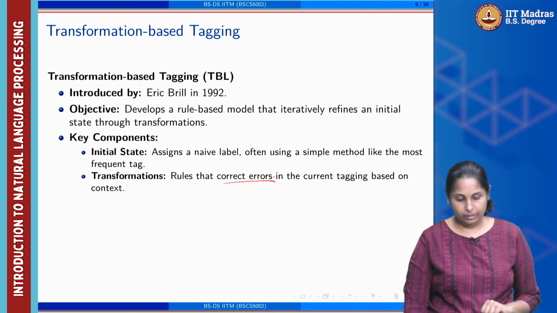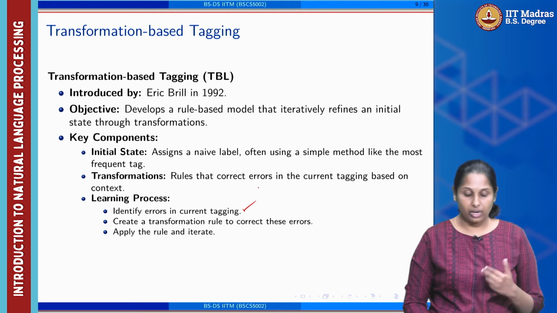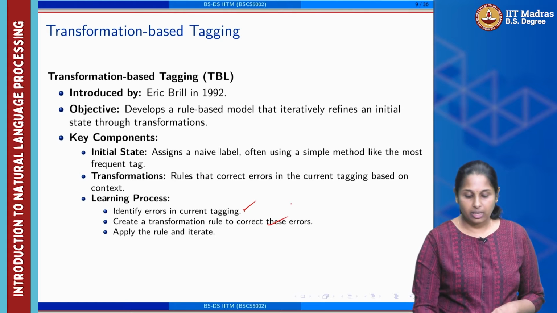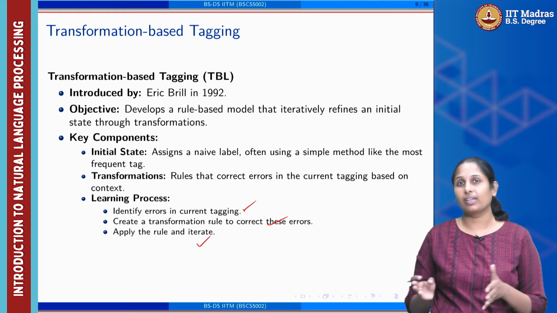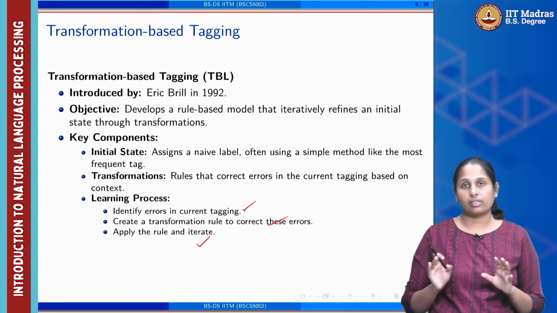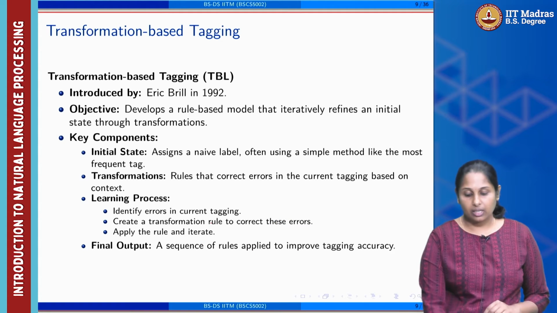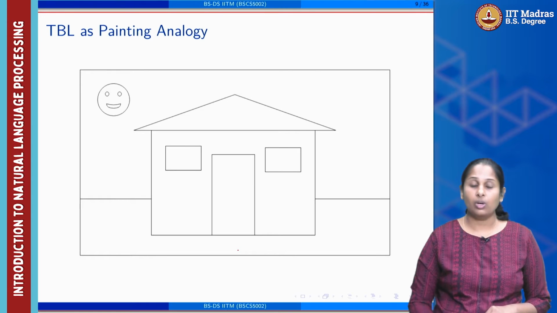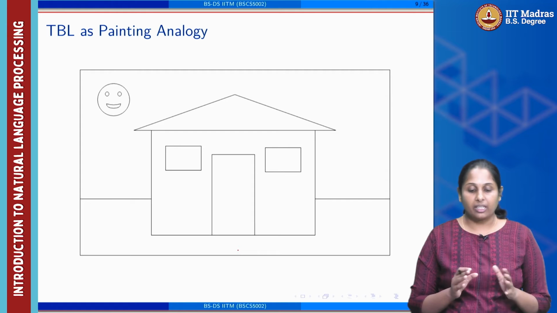according to the context. Here, identifying errors in the current stage comes through learning, and it creates transformation rules to correct these errors, and we keep applying the rules and iterate this process until we finally come up with a convincing structure, or the kind of co-occurrence of tags that are allowed in a language. The final output is a sequence of rules that are applied to improve the tagging accuracy. So this transformation-based learning can be compared to a painting analogy.